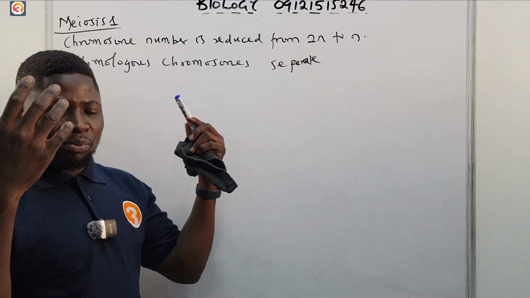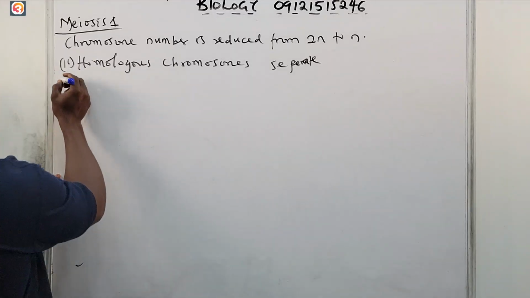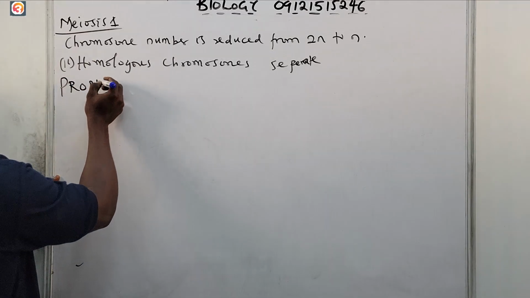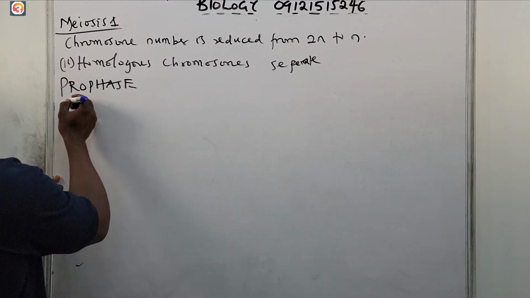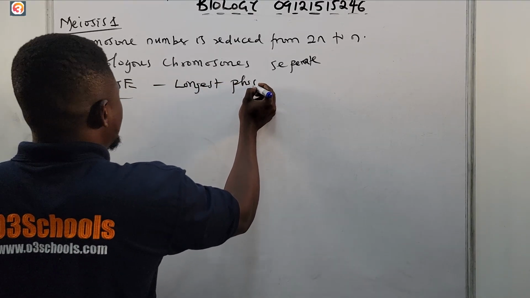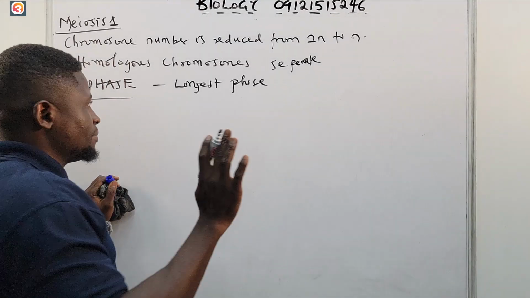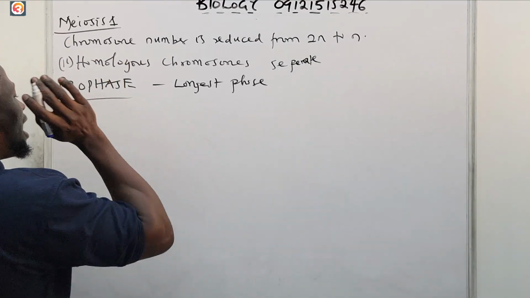Now let us see what happens in the 4 phases. The first phase is the prophase. The prophase is the longest phase among the 4 phases. And what happens? Crossover occurs.